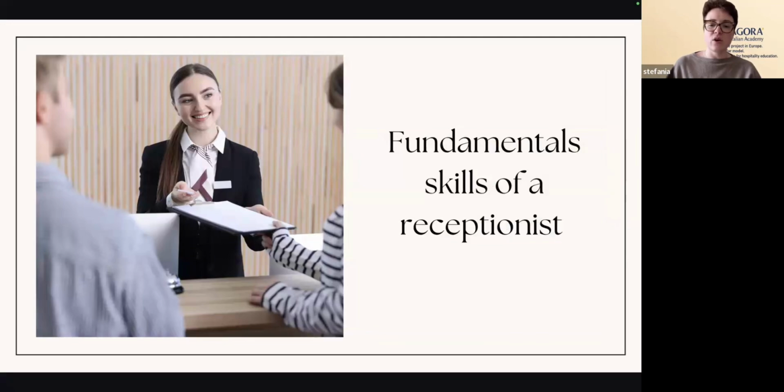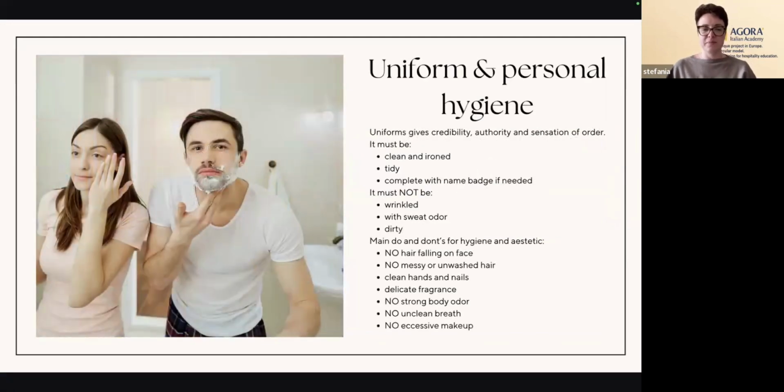The fundamental skills of receptionists. Uniform and personal hygiene. It might be obvious, but it's not. So, uniform, you will have a uniform where you will go. It must be cleaned and ironed, tidy and complete with the name on the badge if it's requested by the company. It must not be wrinkled, with sweat odor, or dirty, especially in summertime.